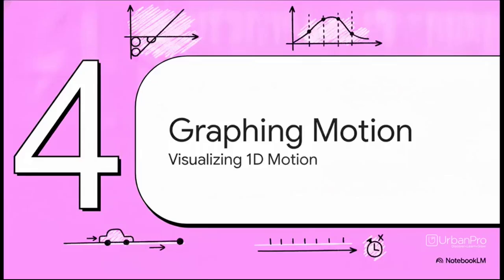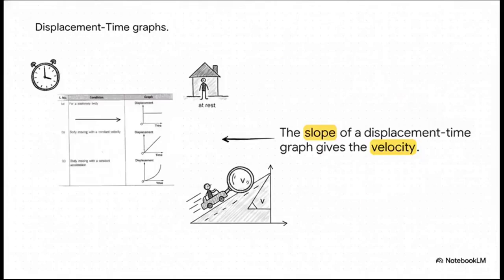Let's move to section 4 and see how this all builds visually: graphing straight line motion. Physicists absolutely love graphs, and for good reason. They tell the entire history of an object's motion at a single glance. Let's start by looking at displacement time graphs. Time is ticking away on the horizontal x-axis, and displacement is tracked on the vertical y-axis. When the line on the graph is perfectly flat and horizontal, displacement isn't changing at all as time ticks by. The body is stationary. It's completely at rest.